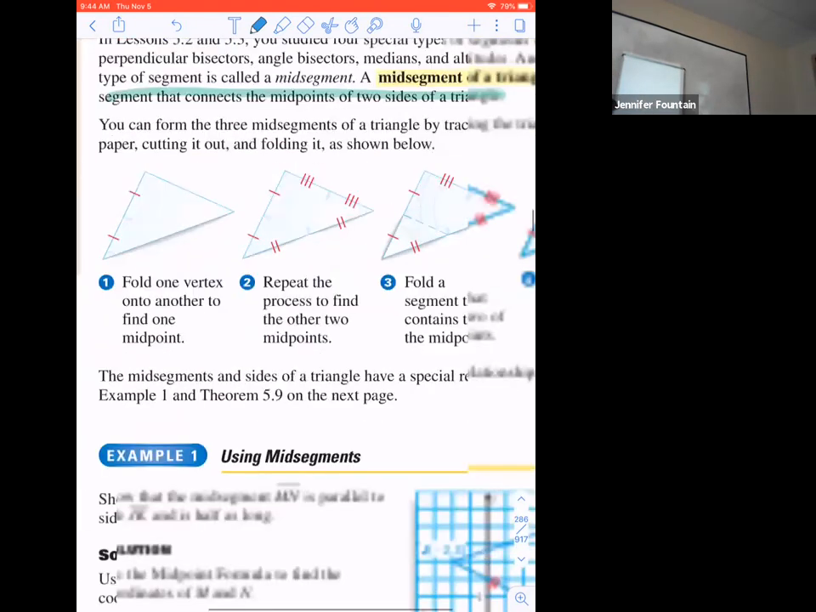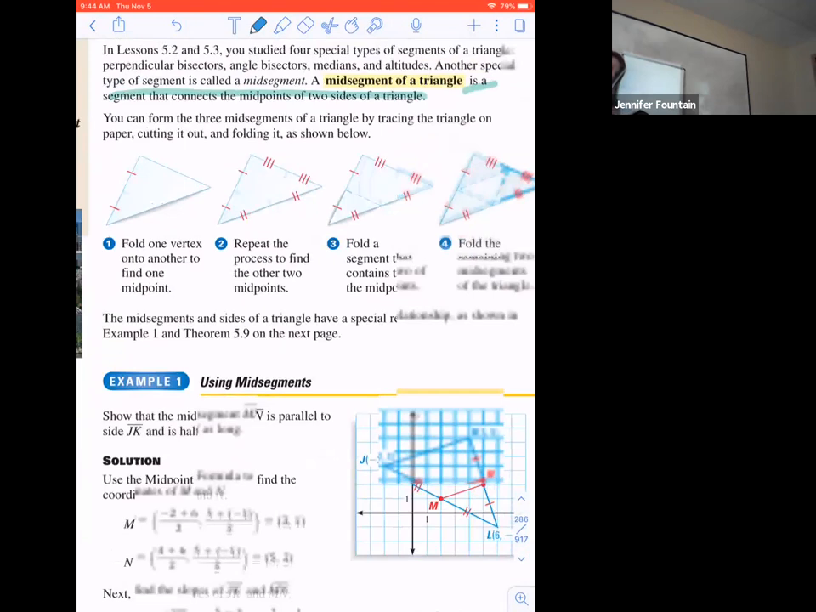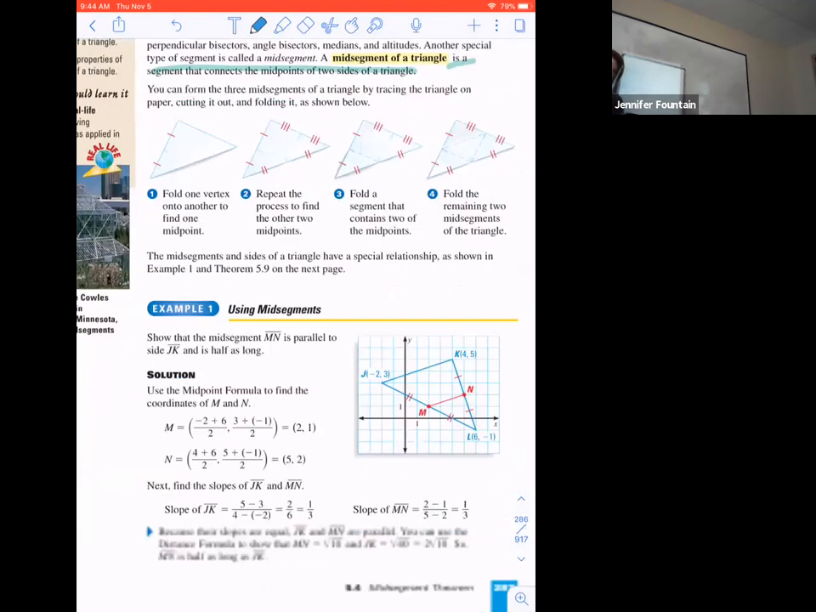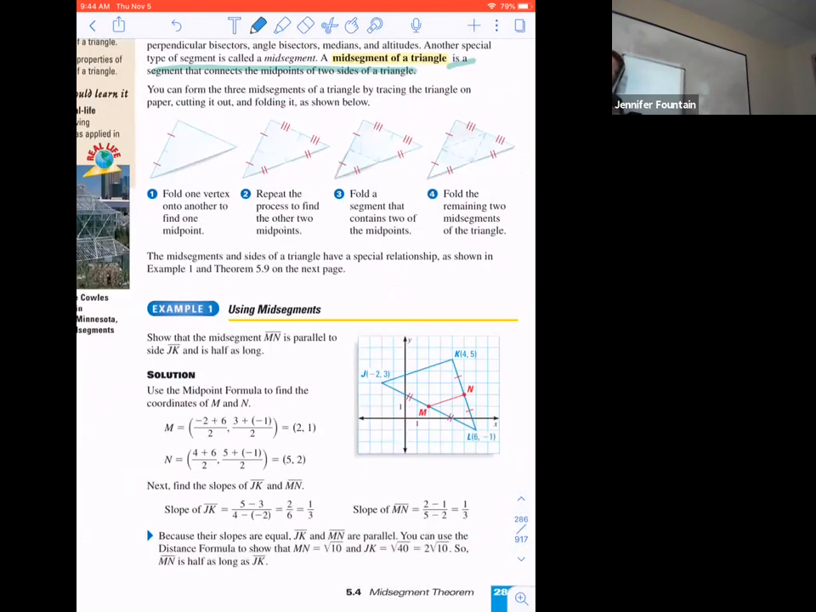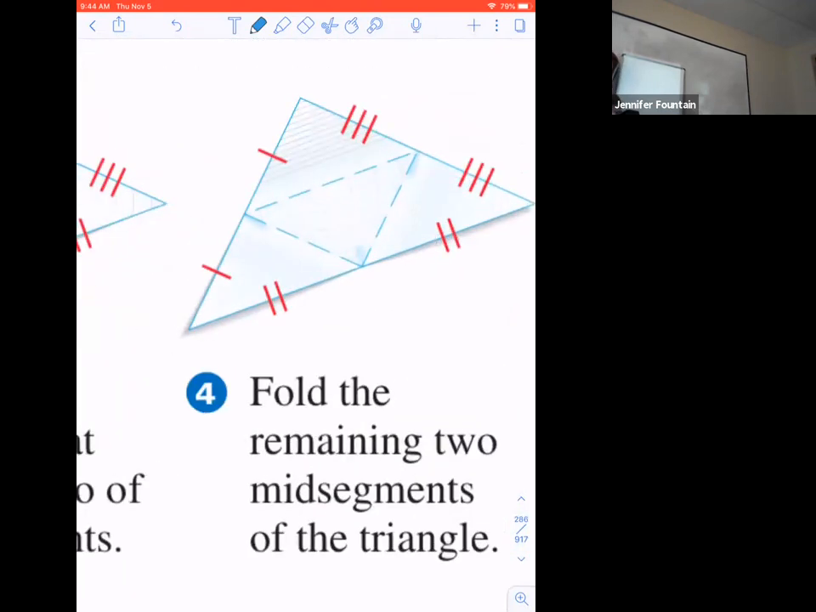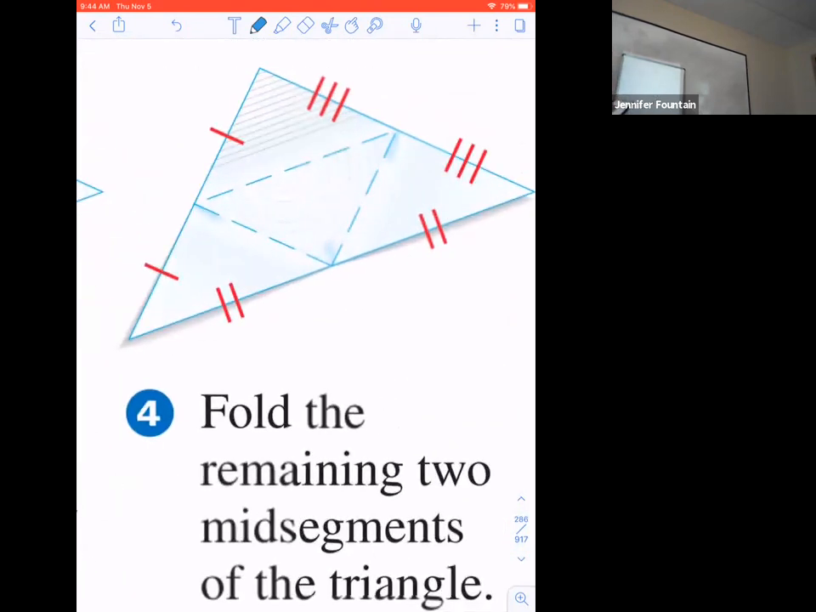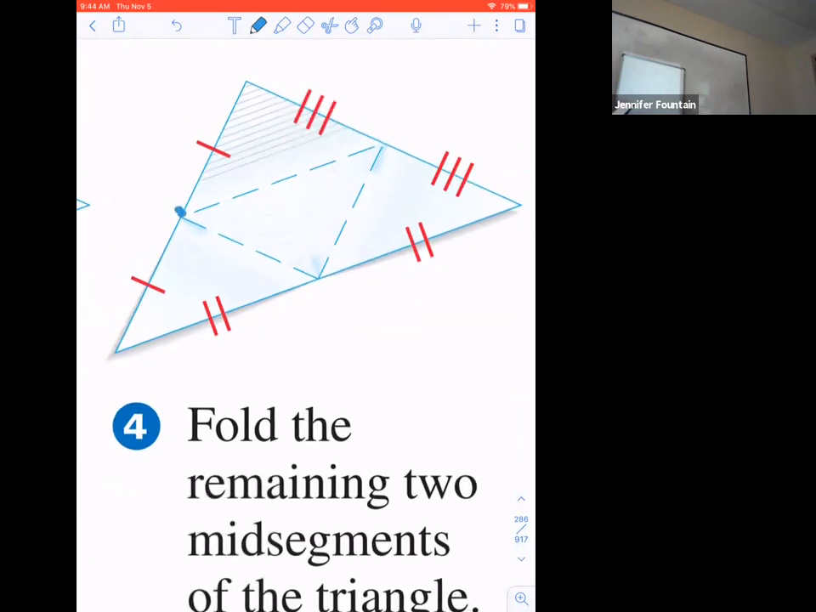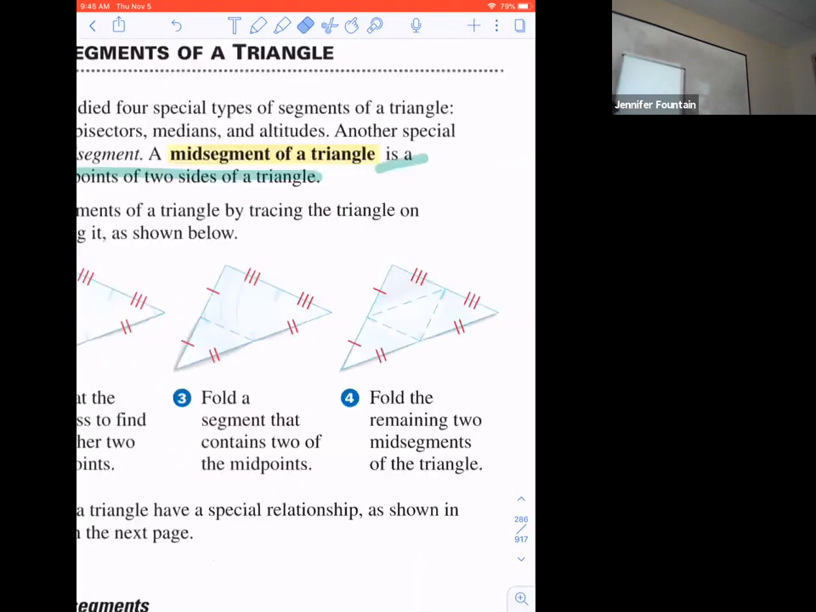You can form 3 mid-segments of a triangle by tracing the triangle on paper, cutting it out, folding it, and showing it below, okay? So you can see where after you've folded and you've shown, in this triangle here, you can see where I would have my midpoint here connected to my midpoint here. I could have a midpoint here connected to a midpoint here, and then these 2 midpoints. So I have 3 mid-segments. Is everybody good with that? So I'm connecting the midpoints on each line.